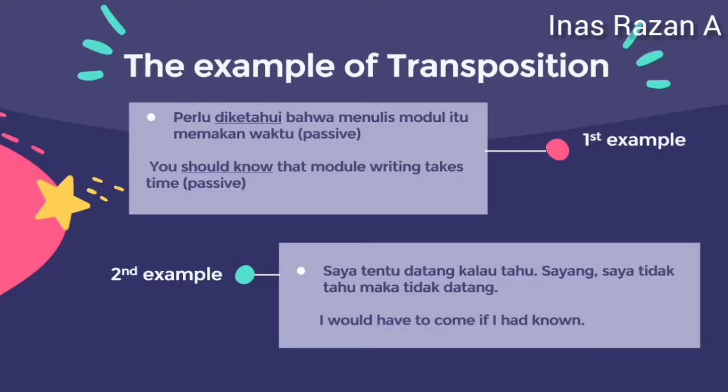The example of transposition in Indonesian, "perlu diketahui bahwa menulis modul itu memakan waktu", in passive form. In English, "you should know that module writing takes time". And the second example, in Indonesian, "saya tentu datang kalau tahu. Sayang, saya tidak tahu maka tidak datang". In English, "I would have come if I had known".